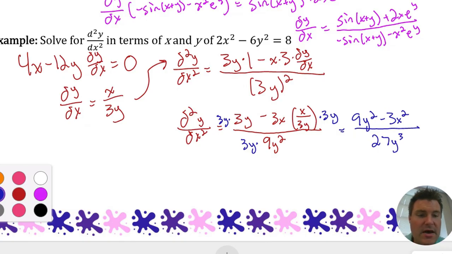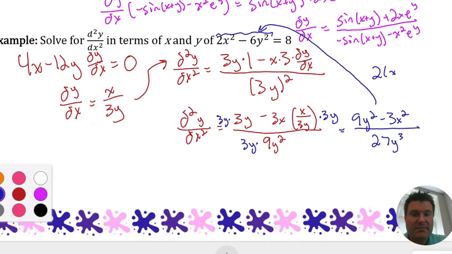All right. Everything here is correct. Now, I will say that I can make this look a little bit like this right here. Because if you notice, our x term in our original equation is a factor of 1/3 of the y. So really, I can rewrite this equation as 2 times x squared minus 3y squared is equal to 8, and so x squared minus 3y squared is equal to 4.